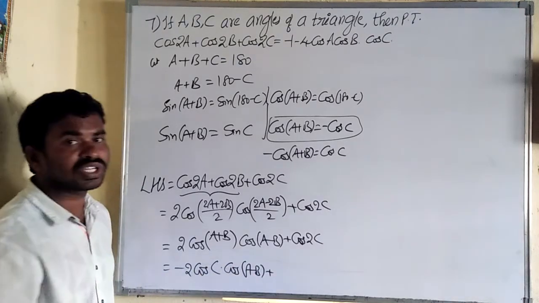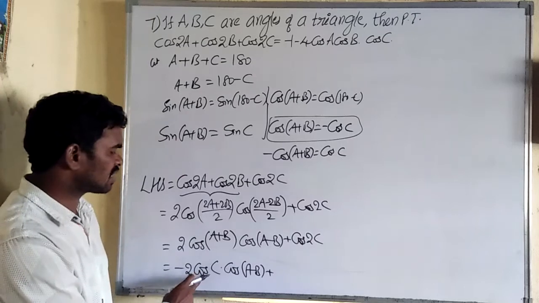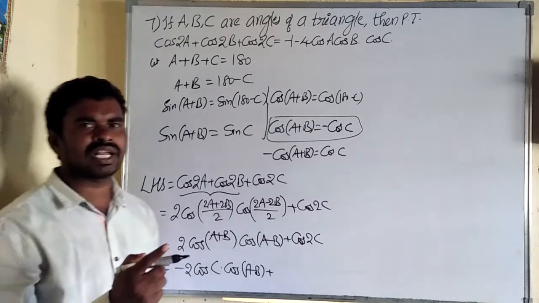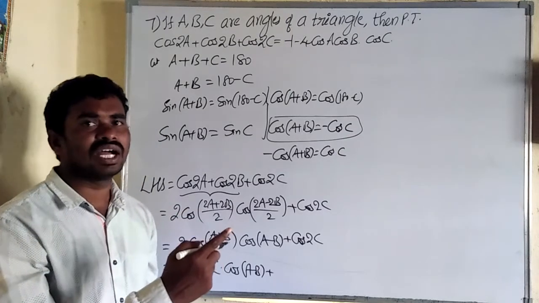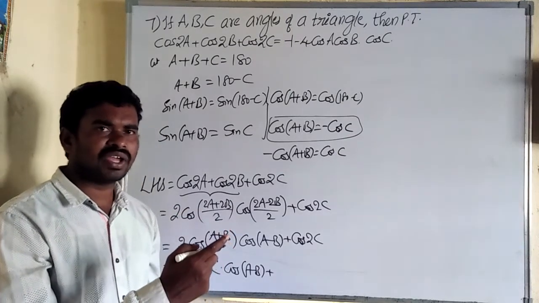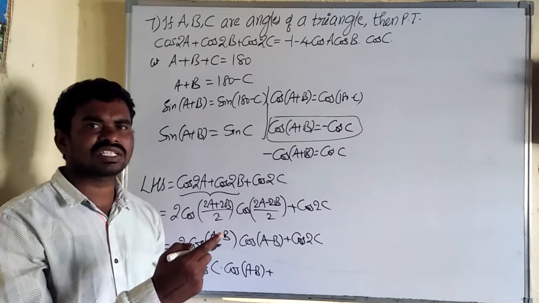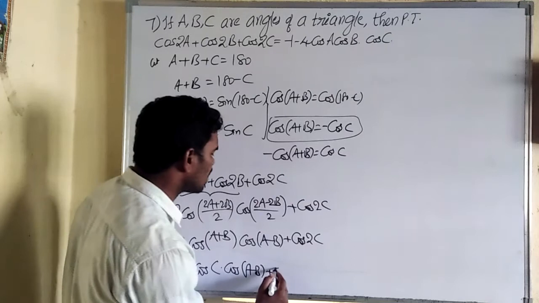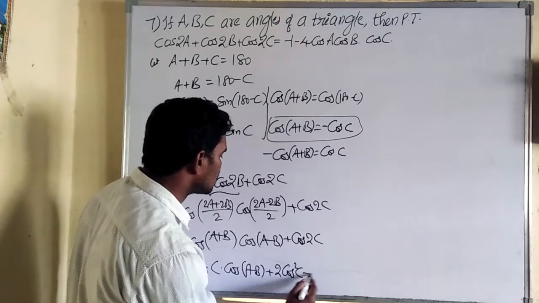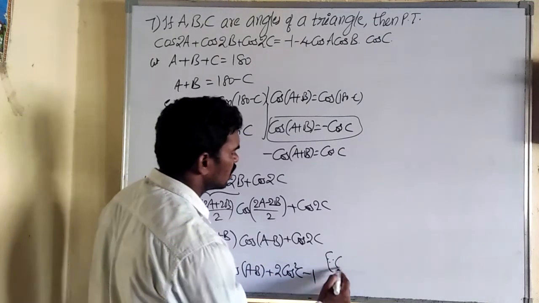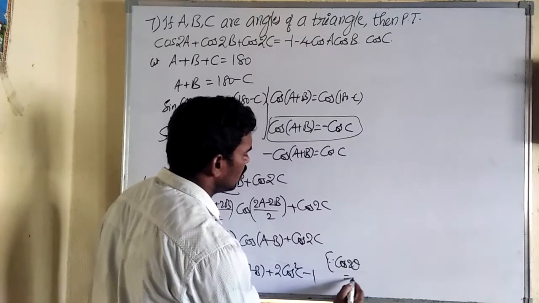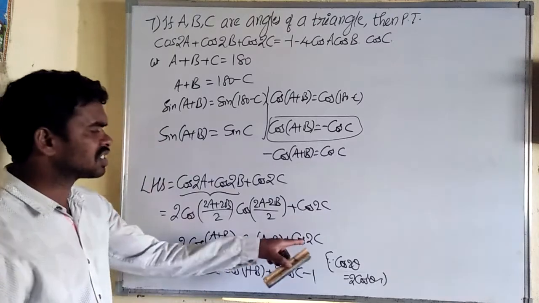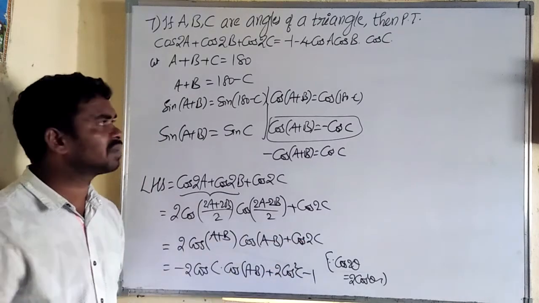Now express cos 2 theta in terms of cos. Cos 2 theta generally is cos square theta minus sin square theta. From that, if you write in terms of cos, we get 2 cos square theta minus 1. So cos 2C can be written as 2 cos square C minus 1. According to that formula, instead of cos 2C, I write 2 cos square C minus 1.